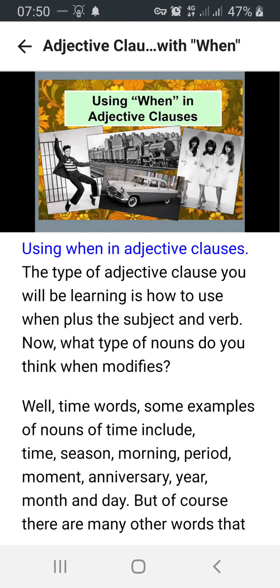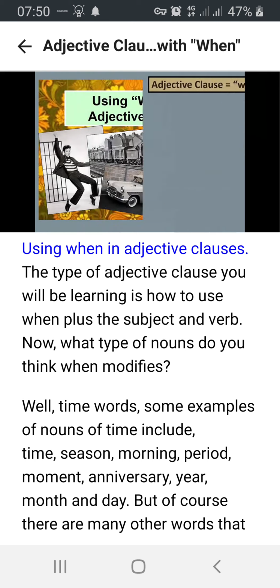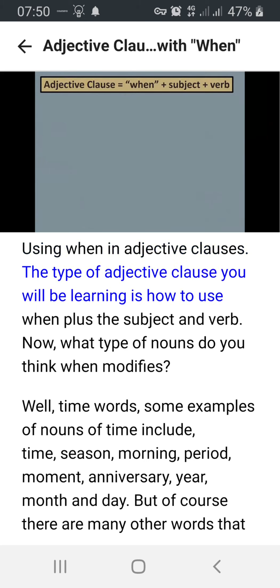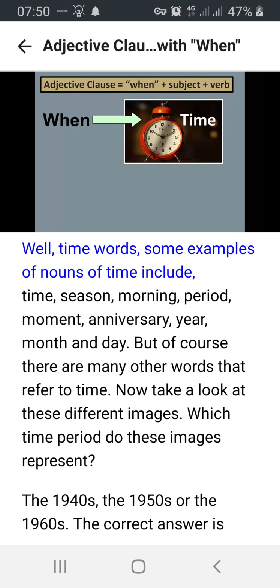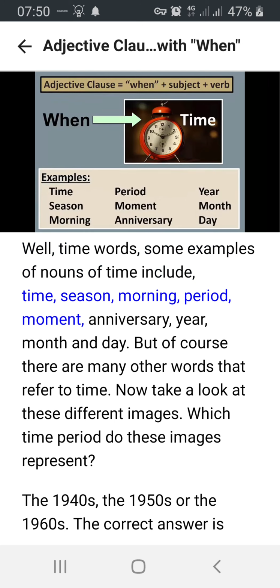Using when in adjective clauses. The type of adjective clause you will be learning is how to use when plus the subject and verb. Now, what type of nouns do you think when modifies? Well, time words. Some examples of nouns of time include time, season, morning, period, moment, anniversary, year, month, and day. But of course, there are many other words that refer to time.